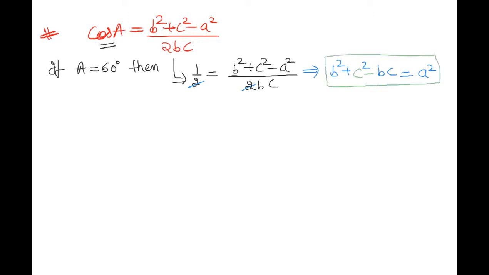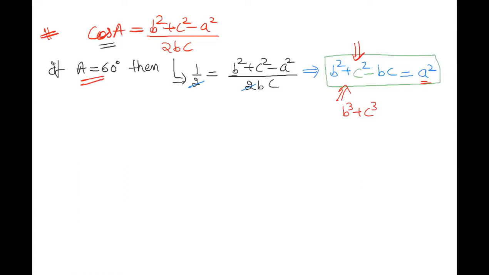Why is this an important manipulation? Because this B square plus C square minus BC involves the formula of B cube plus C cube. B cube plus C cube we can write as B plus C into B square plus C square minus BC. So whenever you find B square plus C square minus BC given as equal to A square, it means the angle is 60 degree. You should be able to retrieve that also.